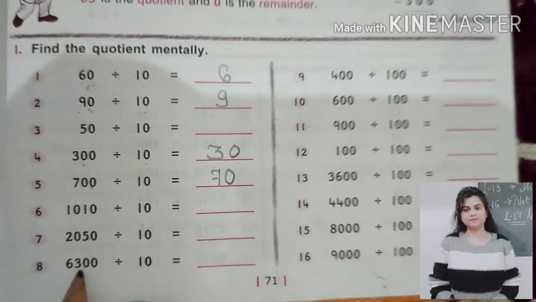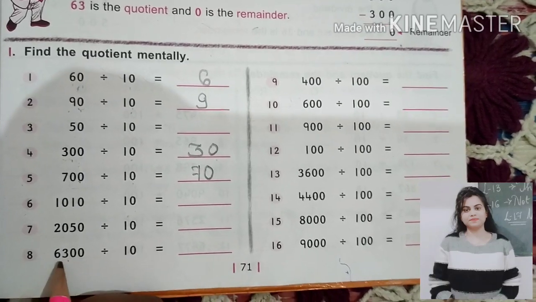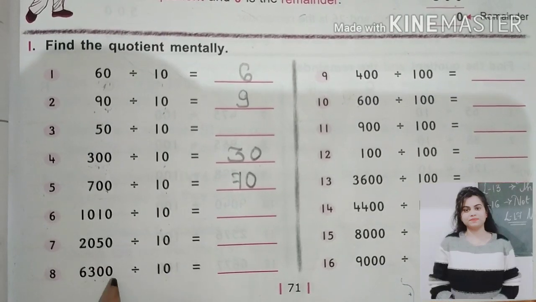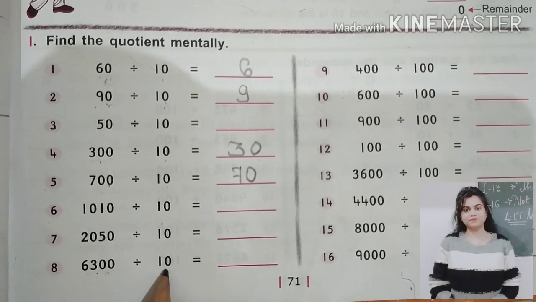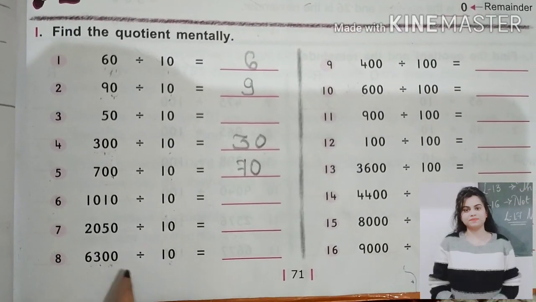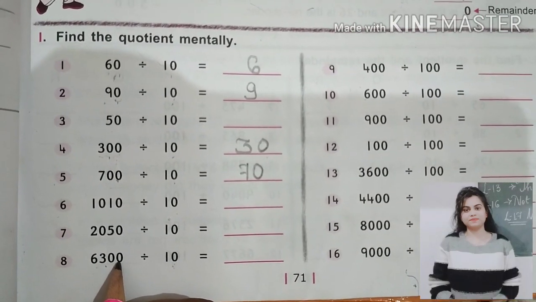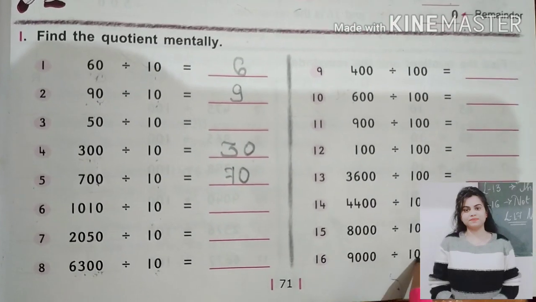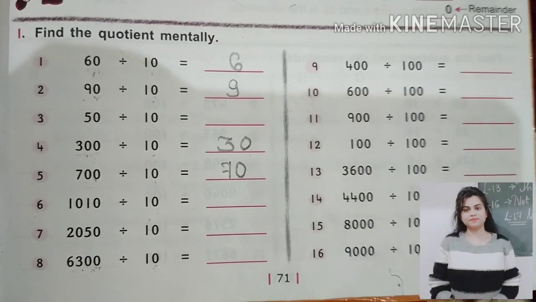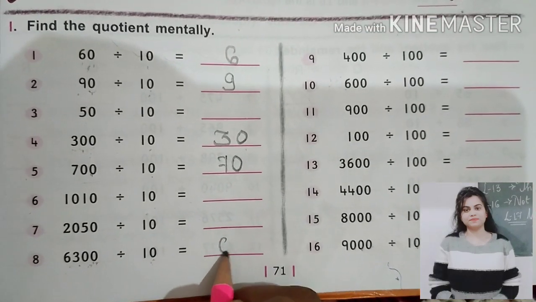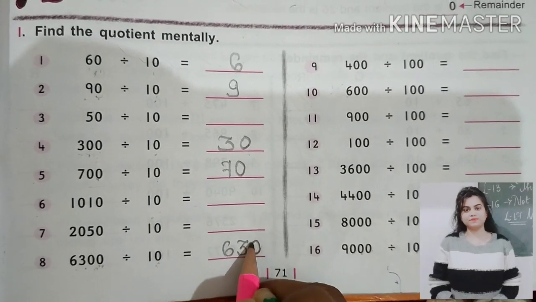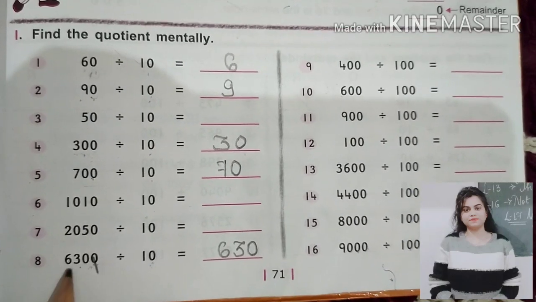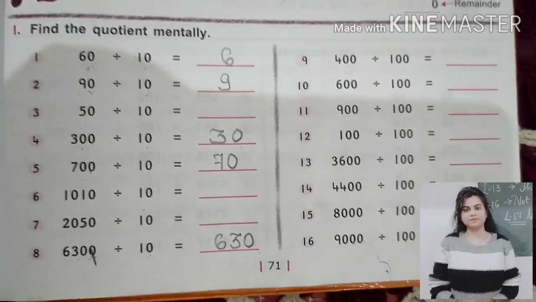Similarly solve this question. This question we have solved, right? Okay. 6,300 divided by 10. 2 zeros in the dividend and 1 zero in the divisor. So remove ones place 0. Okay. When you divide with 10, remove ones place 0. When you divide with 100, remove ones and tens place 0. You will get the quotient. So here, by removing ones place 0, you will get 630. So 630 is your quotient here.